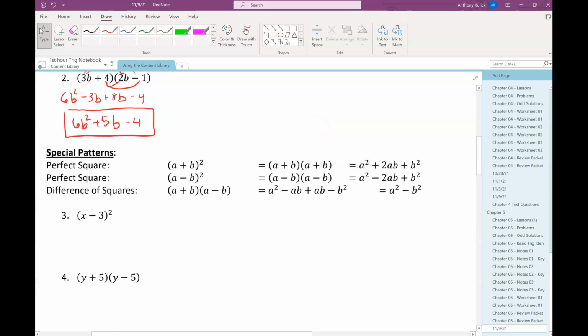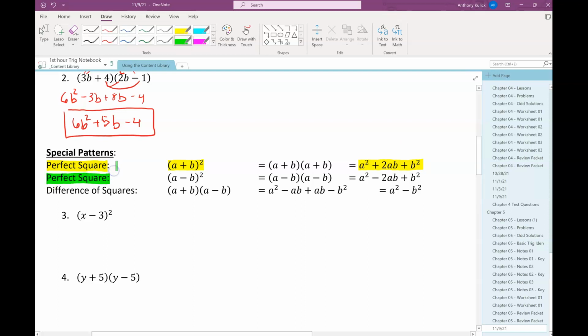Now there are some foiling shortcuts here that we should talk about. While you can still foil, these things are time savers and they can come up rather frequently. It's the perfect square factoring, which says that a plus b quantity squared is equal to a squared plus 2ab plus b squared.